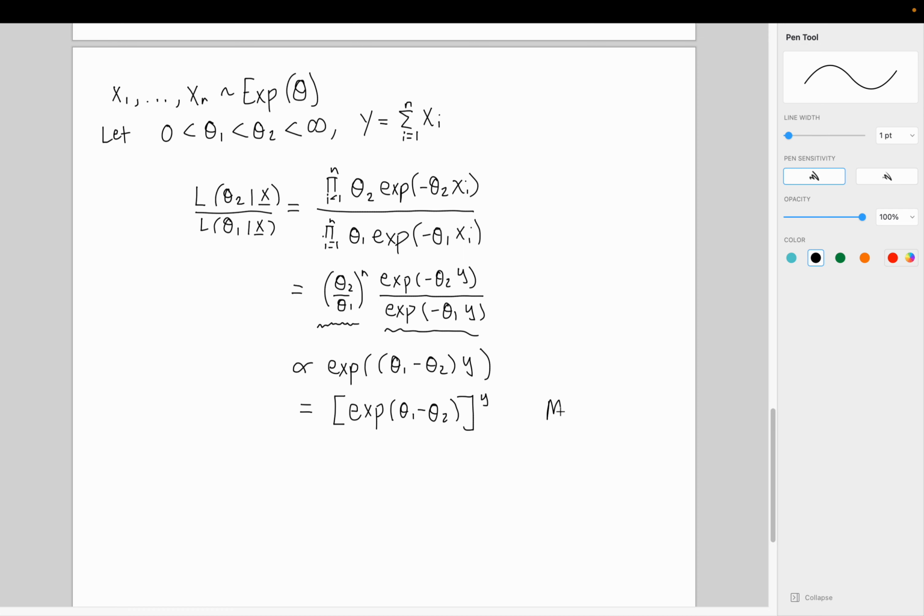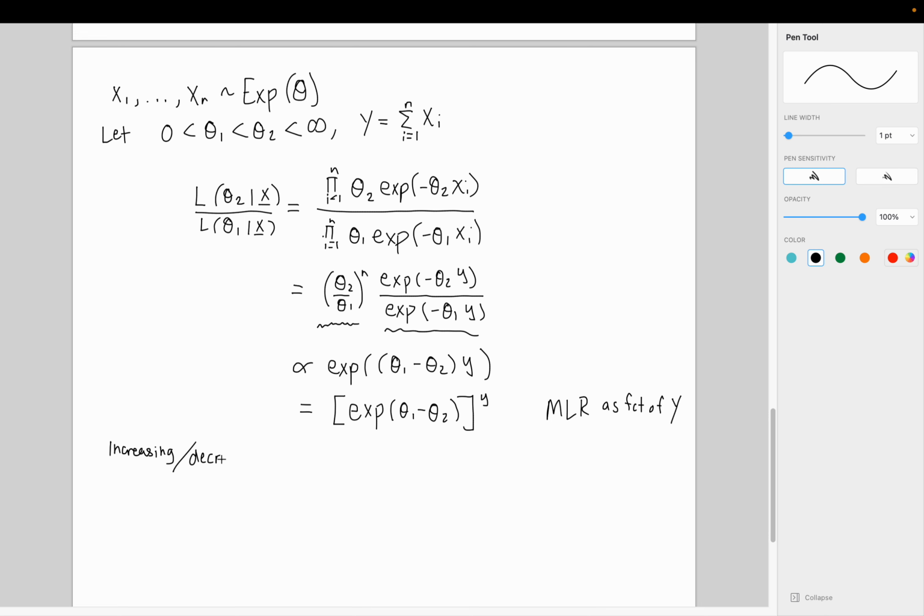So now I definitely have a monotone likelihood ratio as a function of y, but I'm not quite sure if it's increasing or decreasing. It depends on what this quantity is raised to the power of y. This is just a constant in our situation, and a constant to the power of y, as y gets bigger and bigger, is either getting bigger and bigger or smaller and smaller, depending on whether what's inside the square brackets is less than or equal to 1. So we'll go ahead and check, is it increasing or is it decreasing?